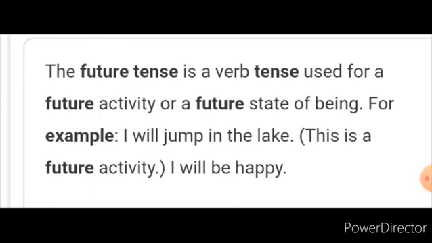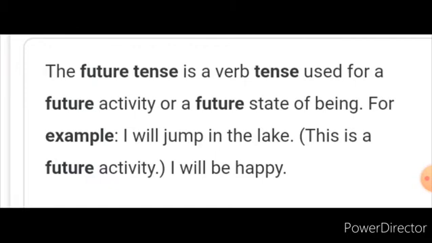Look at the example. I will jump in the lake. Look at the word will. There is no present tense or past tense. Which tense is mentioned here? Future tense. With the help of the word will, we can identify that this tense is future tense. I will jump in the lake. This is a future activity, a future plan.